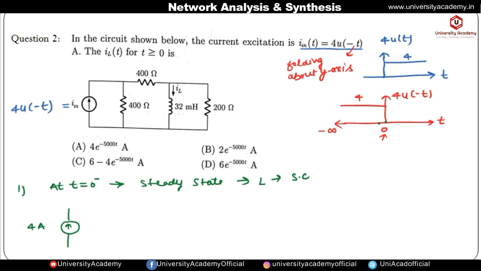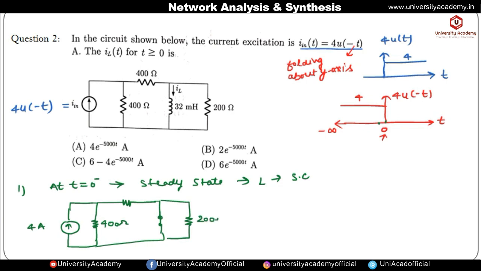Okay, it means for t less than 0 the value of the current source is 4 ampere, and for t greater than 0 the value of the current source is 0. Now this is connected in parallel with the resistance, this is 400 ohm, and this is also 400 ohm. Now under the steady state the inductor will become a short circuit. This is connected in parallel with the resistance, value is 200 ohm, and this is 400 ohm.